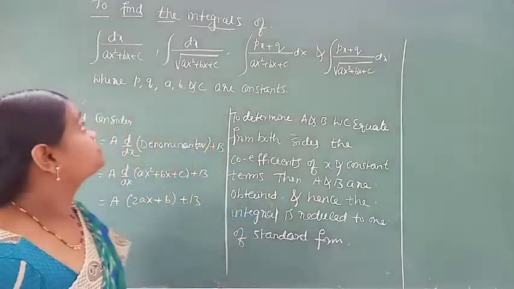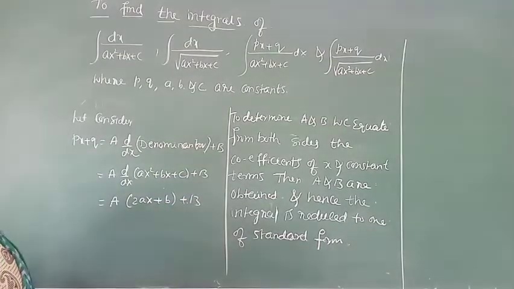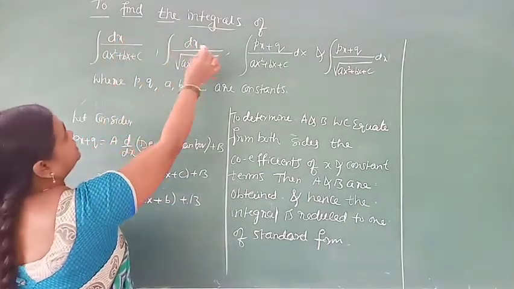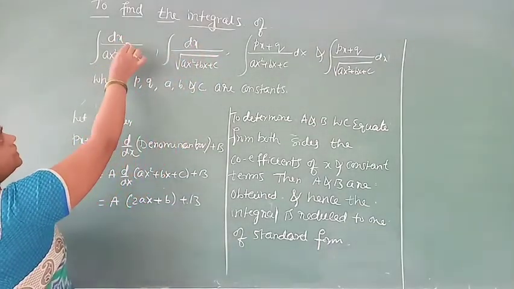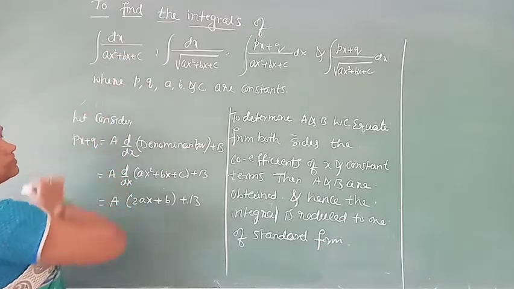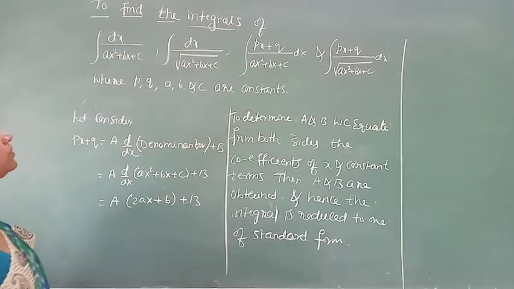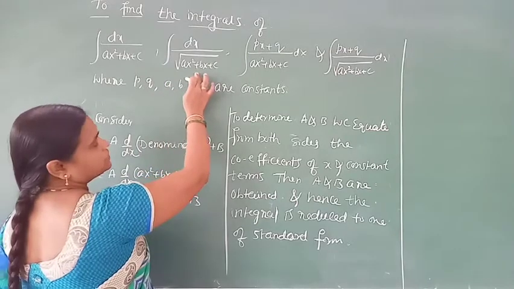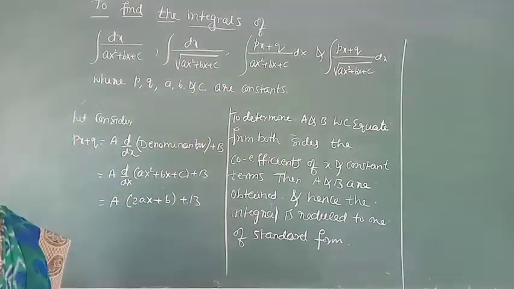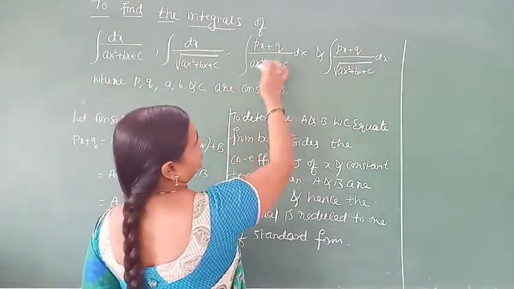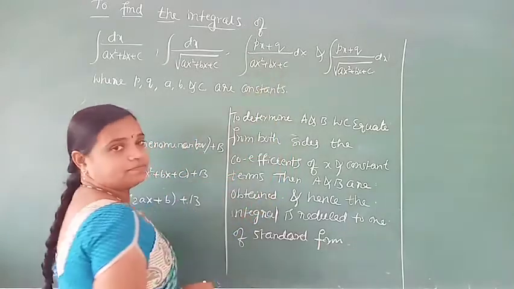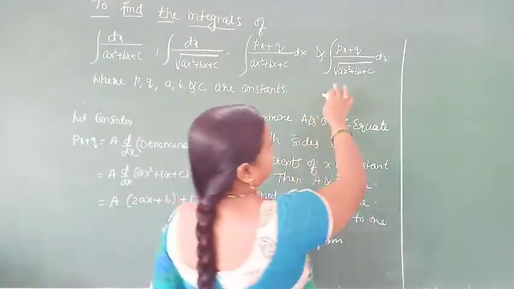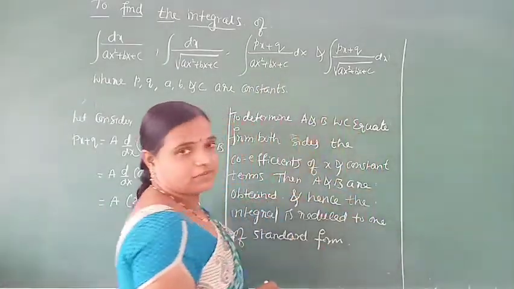Next, to find the integrals of dx divided by ax square plus bx plus c, the quadratic form, and dx divided by root of ax square plus bx plus c. Next, px plus q over ax square plus bx plus c. Next, px plus q over root of x square plus bx plus c.